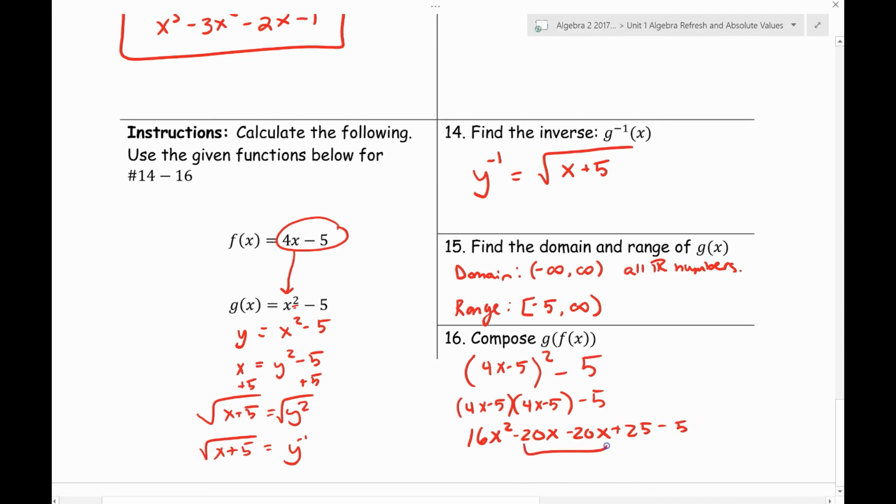I've got some like terms here. So I'm left with 16x squared minus 40x plus 20.